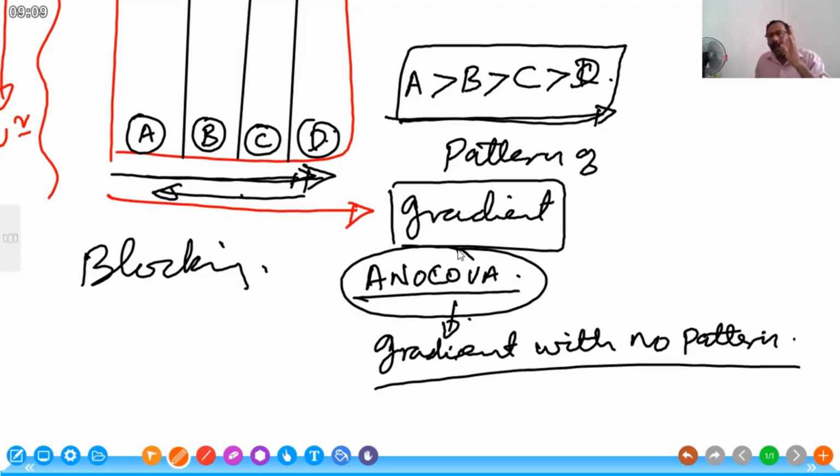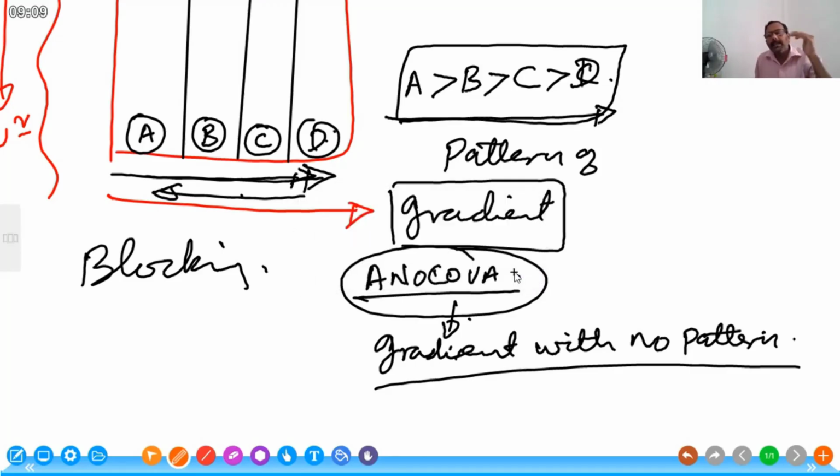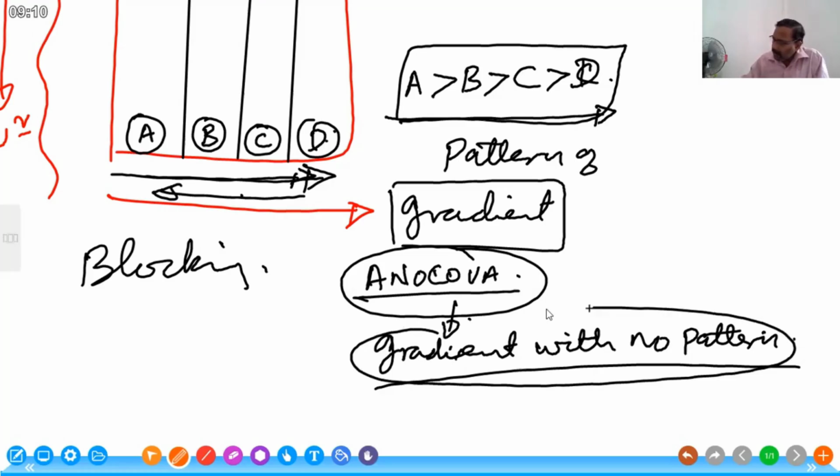Blocking is not necessarily RCBD; even Latin square is a blocking, two-way blocking, this direction and this direction in Latin square, right? So in both cases, the gradient is uniform. There's a pattern in the gradient, but there are some occasions we come across with no pattern. All right. Under that circumstance, we can go for ANCOVA, analysis of covariance.